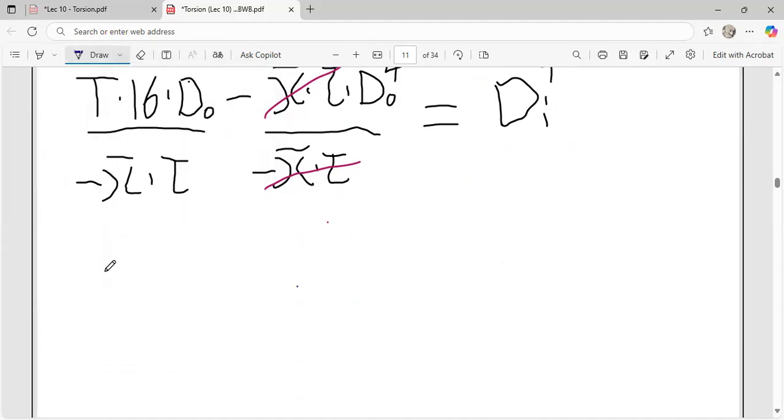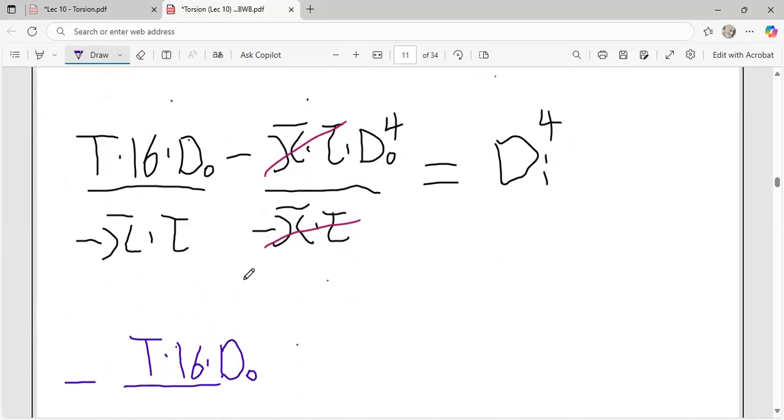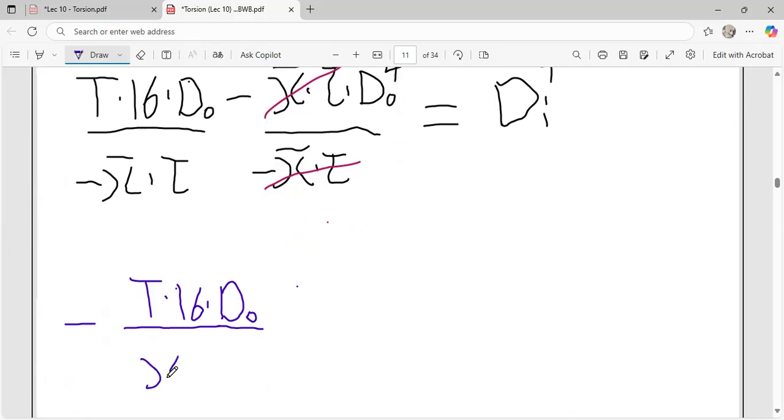This negative over here is also just the same as this. T multiplying 16 multiplying our external diameter, all over pi times the tau, all over pi times the tau.